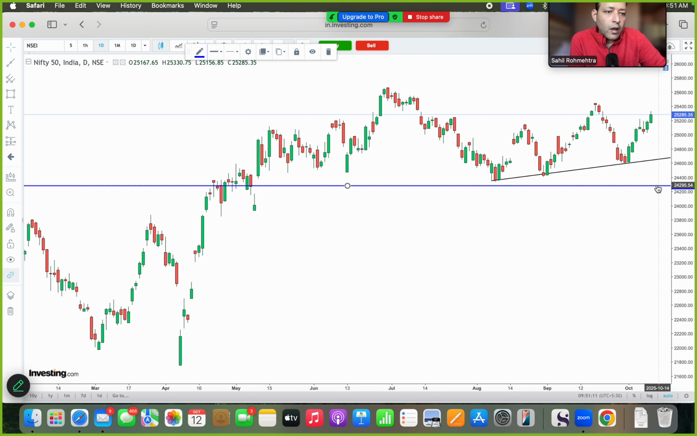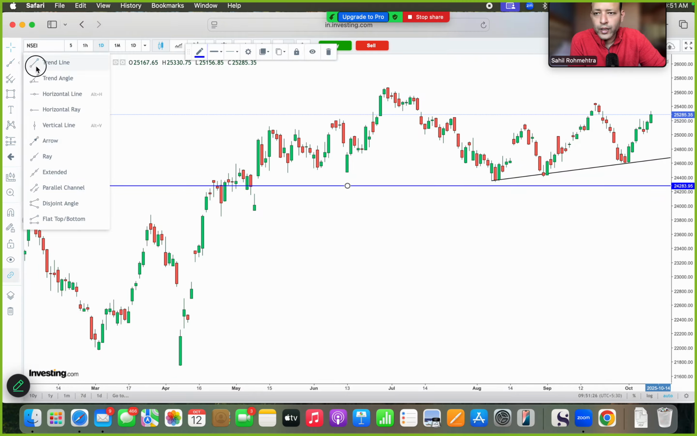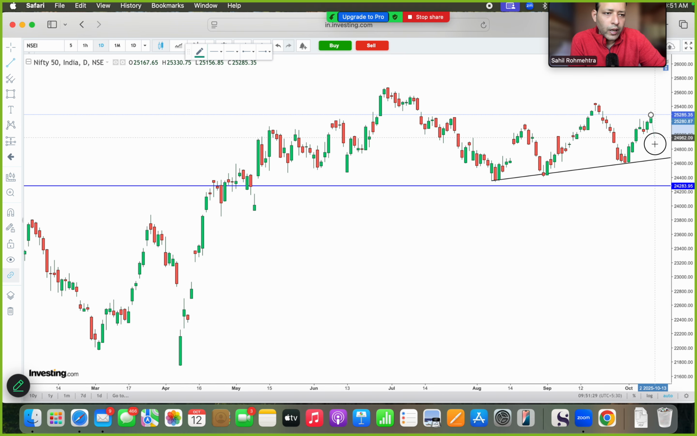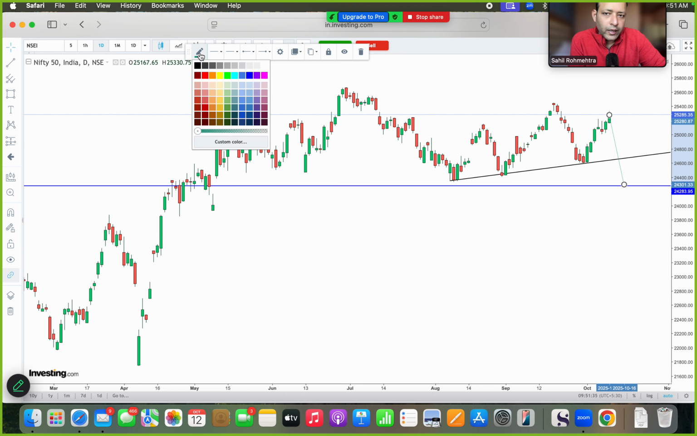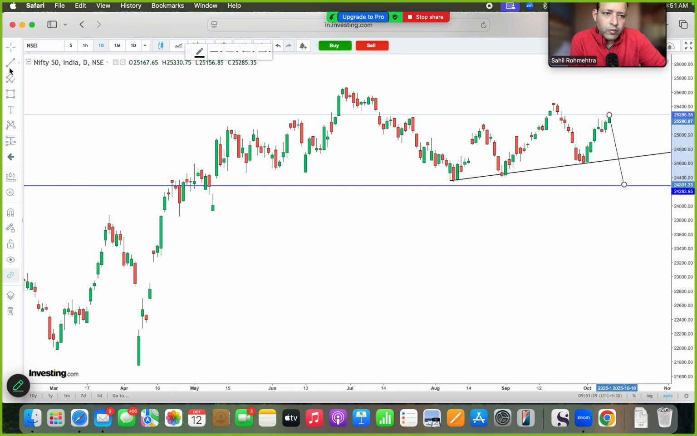But if the move closes here, or if it simply fails to reach back into the trend line within a couple of trading sessions, then in that case the market, let's just for visualization assume that the market has gapped down and it's come here. So I'll just mark this with a blue line. Like I said, our job is not to predict what the market is going to do. That's not really our business.